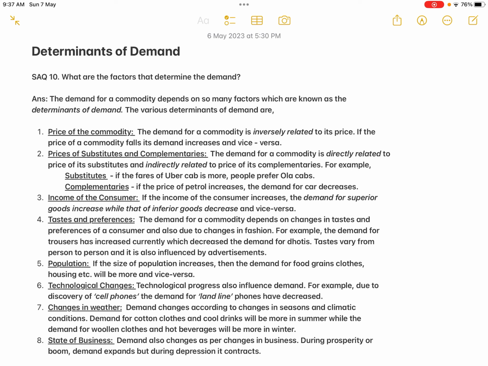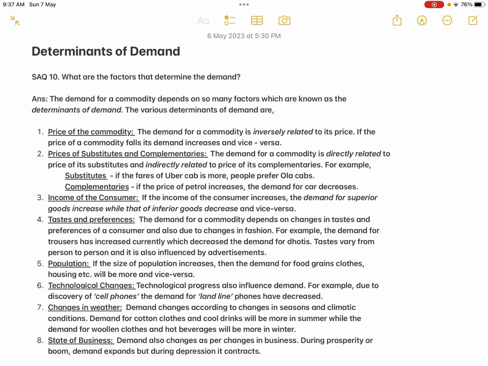In this class, we will move on to the short answer questions from Unit 3. Okay. So the first important 5 marks question in Unit 3 is the determinants of demand. So coming to SAQ 10, what are the factors that determine the demand?